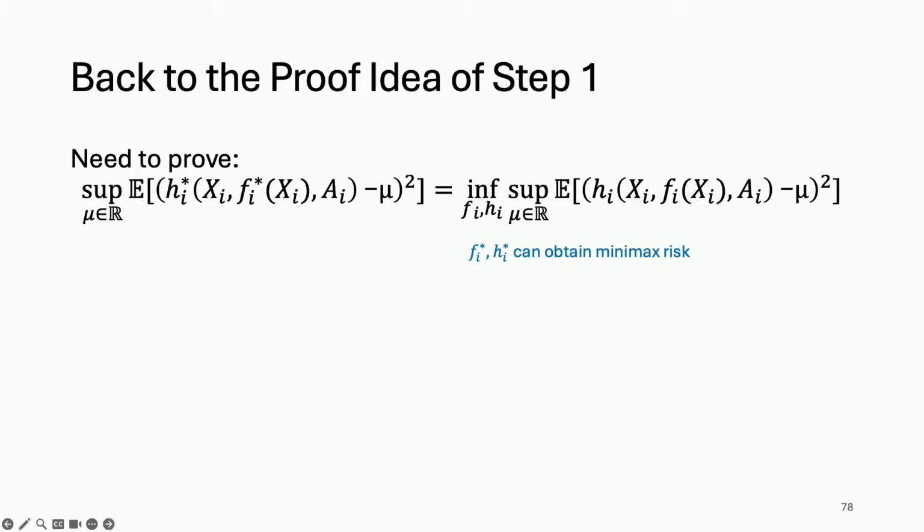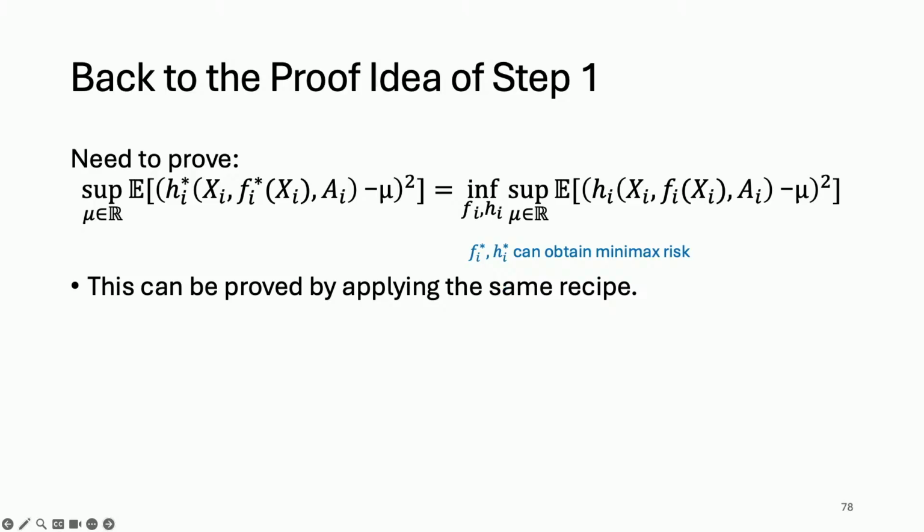And they just use the same recipe. Because F star I and H star I are explicitly defined, they can calculate the risk achieved by F star I and H star I, and they define this as a minimax risk. And then you also use the Bayes risk, constructing a prior over mu and showing that this also lower bounds the minimax risk. And then they can show that F star I and H star I obtain this minimax risk.